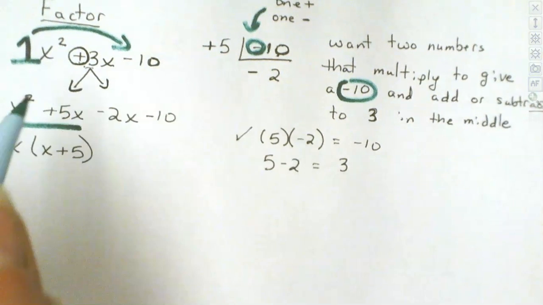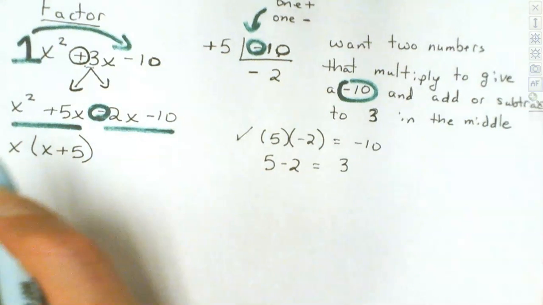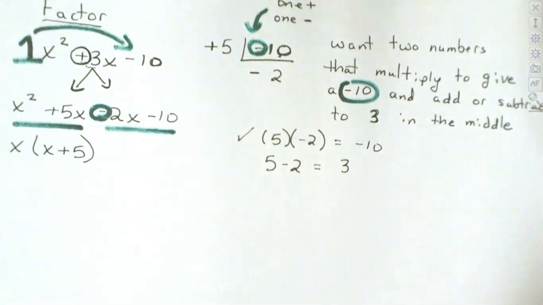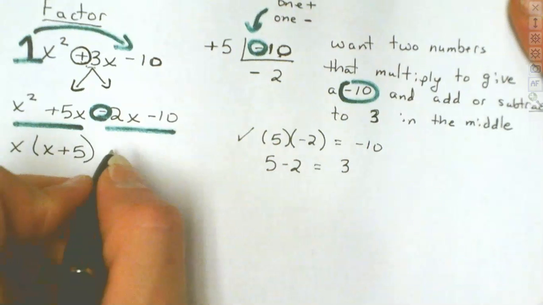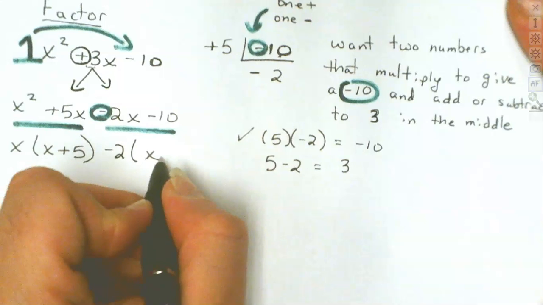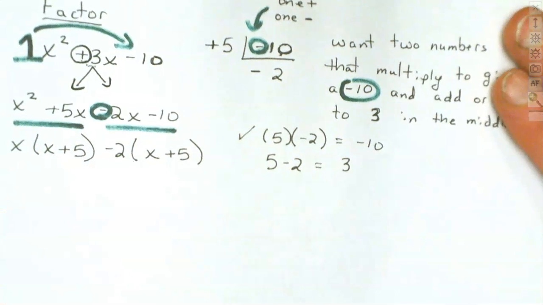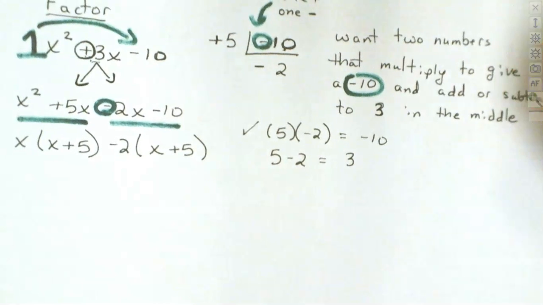The next two pieces, remember, it begins with a negative, so that means we've got to factor out a negative. So we factor out a negative 2, and that leaves you with an x plus 5. All right, so we've gotten to this point. Now we're almost done. Are these the same?